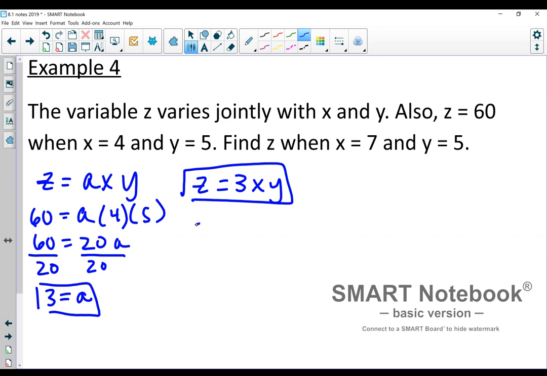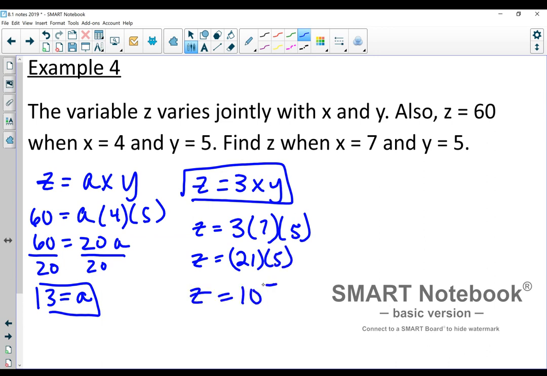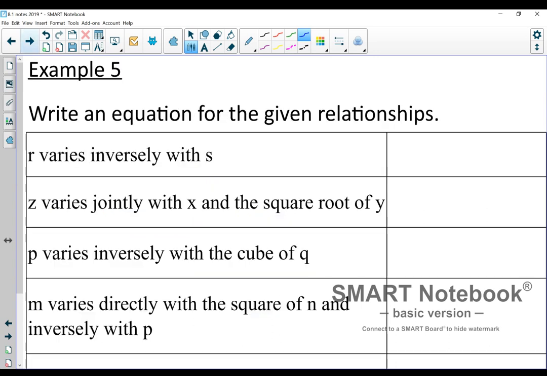Sometimes they'll have this third step and sometimes they won't. Sometimes they just want you to write an equation. So let's see, 3 times 7 times 5. 3 times 7 is 21. Times 5 is going to be 105. All right. So for this example, we're just having some practice with this.